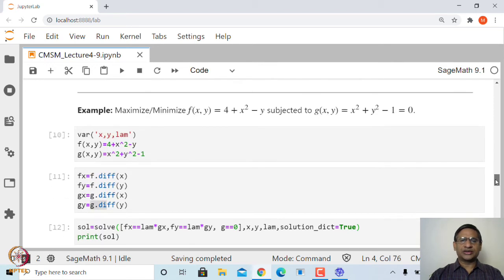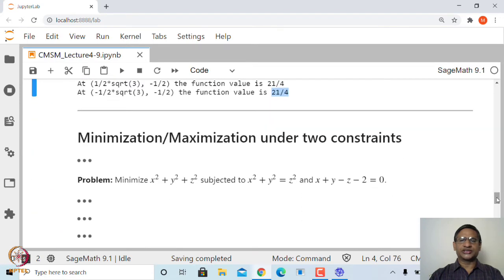Now, let us look at what happens if you have 2 constraints. We want to find the minimum and maximum value of the function subject to 2 constraints. So, let us look at this problem. We want to minimize x square plus y square plus z square subject to x square plus y square is equal to z square and x plus y minus z minus 2 is equal to 0.